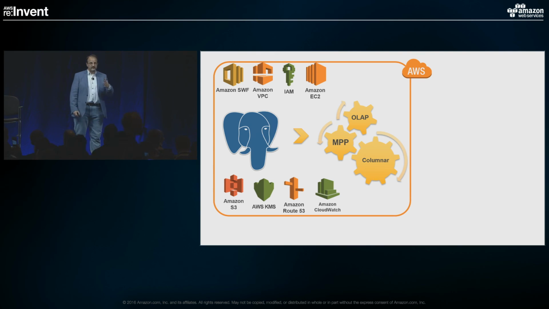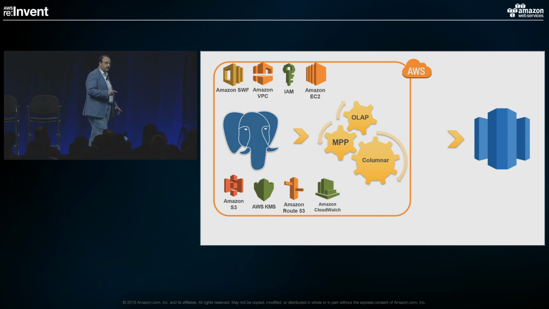All those are standard products that are used in the same way that you would use them. You don't have any special API, any special access. We use them the same way as you. And that together makes the service Amazon Redshift.